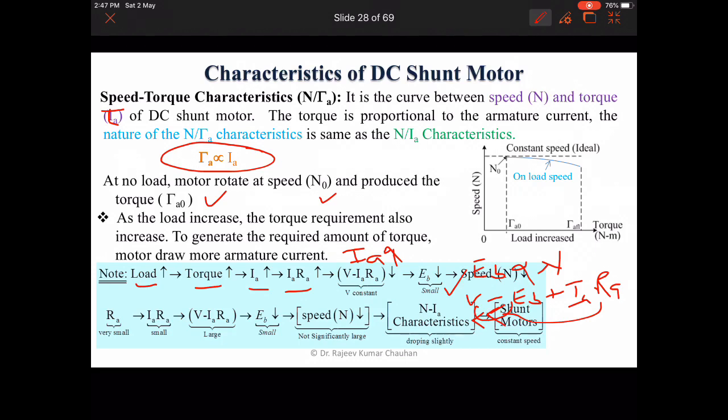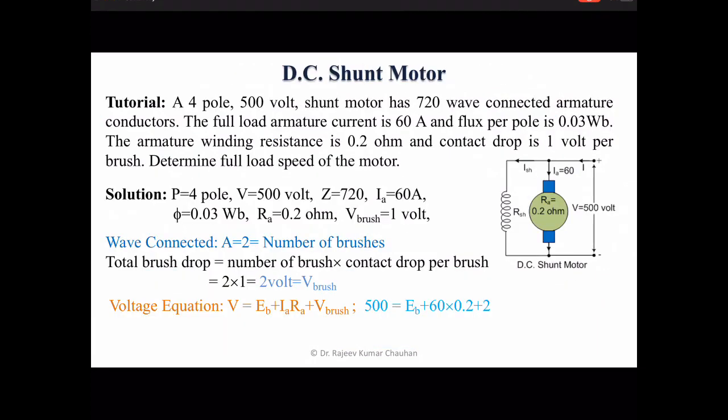Ra is very small, so IaRa will be small, V minus IaRa will be large, or Eb will be large, meaning the decrement in the value of Eb will be small. So speed will decrease but not significantly. So the N-Ia characteristic drops slightly as shown in the figure. So we call the shunt motor a constant speed motor.